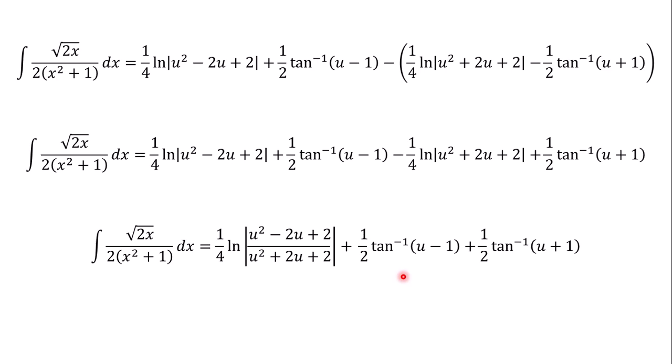And how are we going to do that? We can do that by replacing u with what we substituted for it. So we are going to replace u with square root of 2x. Now let's replace it.